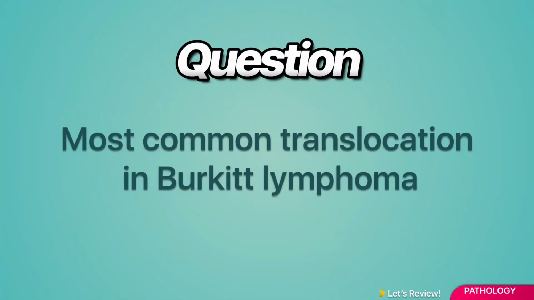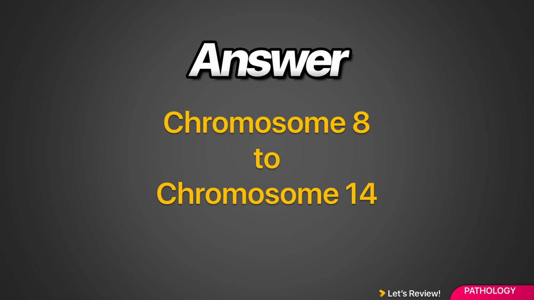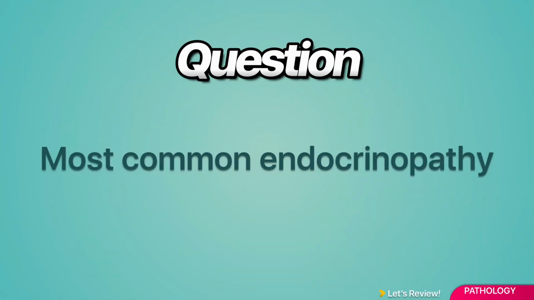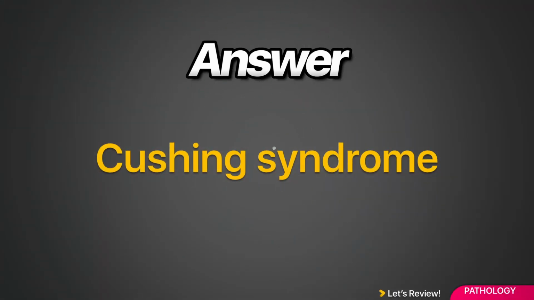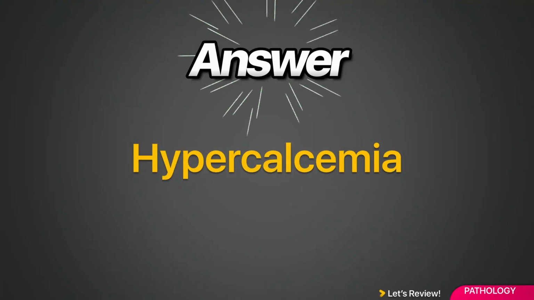Most common translocation in Burkitt lymphoma. Chromosome 8 to chromosome 14. Most common endocrinopathy. Cushing syndrome. Most common paraneoplastic syndrome. Hypercalcemia.